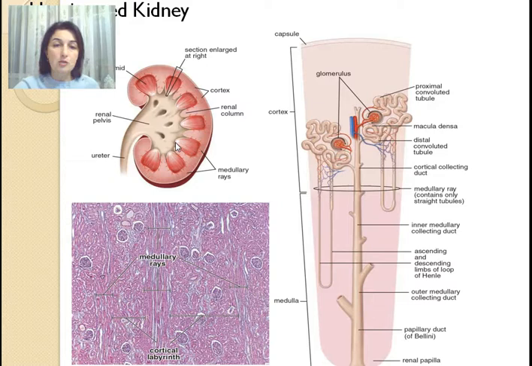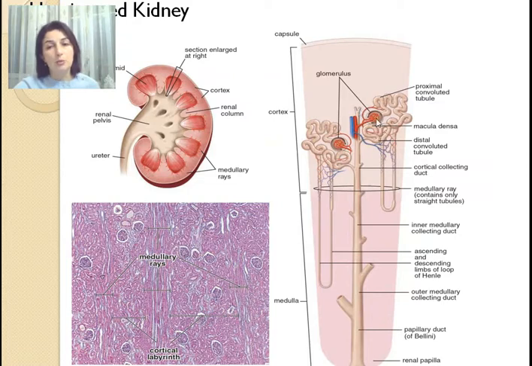Minor calyx, as we know, continues into the major calyx, and it continues into the renal pelvis. So the urine which is produced inside of the nephrons will flow into the collecting tubules, and through them it will flow into the lumen of the kidney, and through the ureters it will be delivered into the urinary bladder, which is the next part of the urinary system.